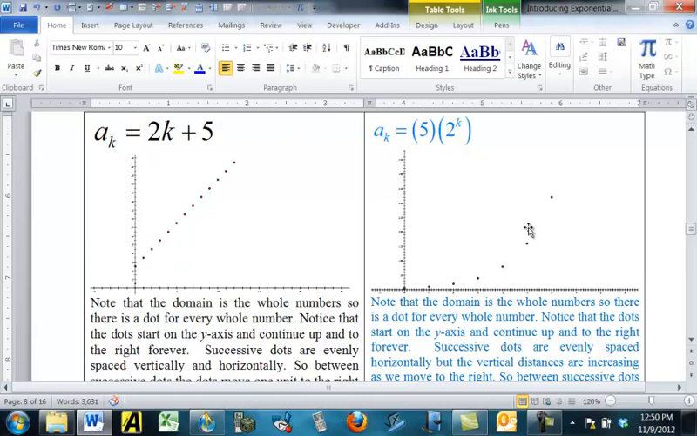Now on the right side, when we graph a sub k equals 5 times 2 to the k, again it starts at 0, 5. It's a different scale on the one on the right. Again, not a square scale. But every time we go from one dot to the next, we're still going to the right one, but what we're doing is multiplying the y values by 2 to get the new distance from the x-axis, the new height above the x-axis. Notice this time it's not straight at all. The amounts of increase are increasing, so you can definitely see a concave up kind of shape to this.